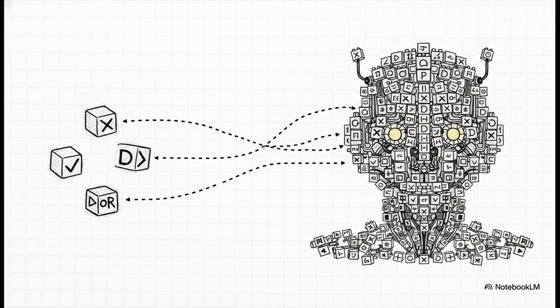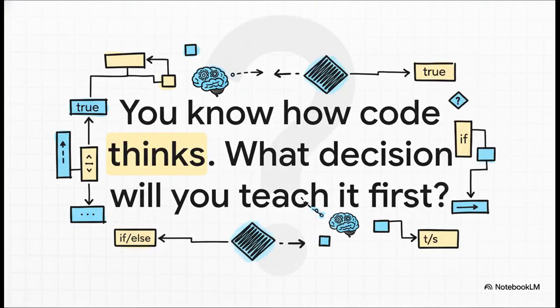It's really just thousands, sometimes millions, of simple true or false questions using and, or, and not, all stacked together to create incredibly smart behavior. Mastering this kind of logic is the foundation for literally everything else you're going to do in programming. It's how you give your code a brain. So I'll leave you with this to think about. Now that you know how code thinks, what is the very first decision you're going to teach your program to make?